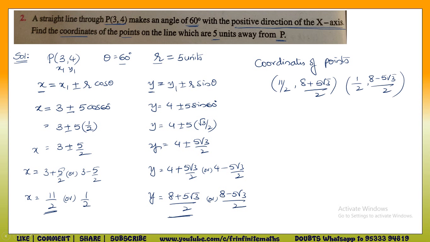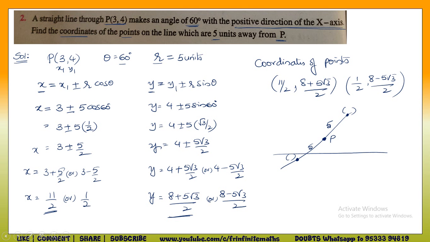So why are we getting 2 points, right? If for suppose this is point P, then at 5 units distance there may be a point on this side, or you may get a point on the other side also. So from this particular point P, on the same line, you may get 2 points on either side. So that's why for plus you will be getting 1 point, for minus you are going to get another point, right?